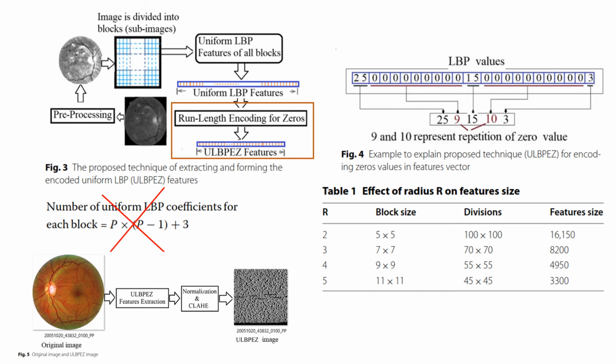After calculating the features using the uniform local binary pattern encoded zero algorithm, which we proposed, we apply normalization and then reform the vector into a square image, and apply contrast limited adaptive histogram equalization on that image. Then we create another database of images containing features of the local binary pattern encoded zero.